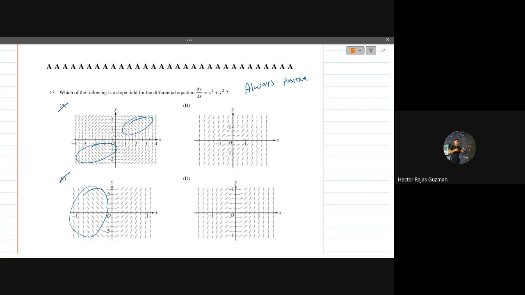And look at this right here for D. Look at all those lines right here. We have a slope of 0, right? So they're saying whenever x is equal to 0, the slope is 0. But that's not true. Take a random point, for example, (0, 5), and you plug it into your differential equation. dy/dx is equal to 0 squared plus 5 squared, which is 25. So we're supposed to have a slope of 25, and we don't. They're all zeros. So it's not D, and it's B.